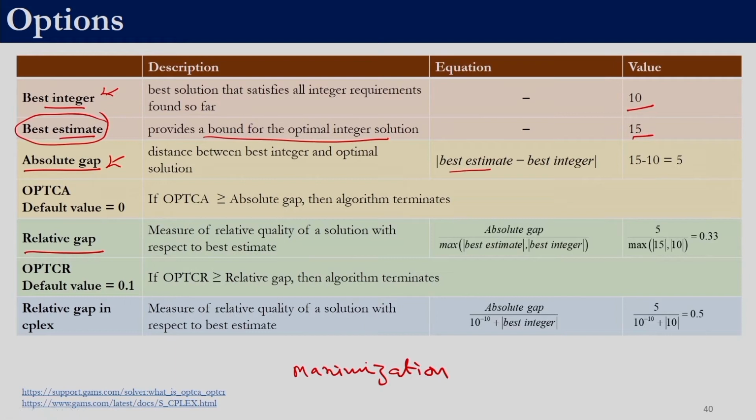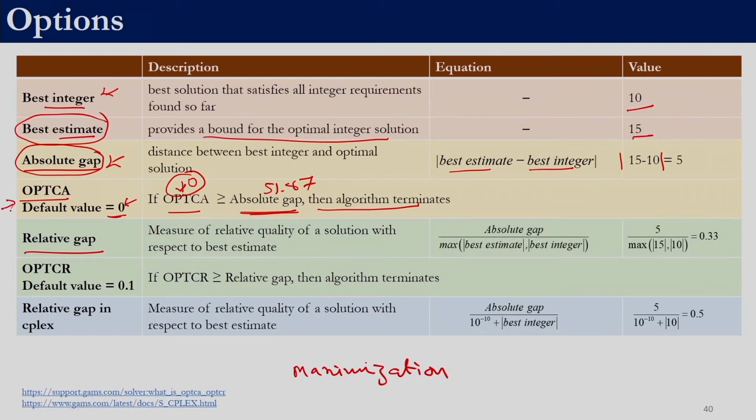Absolute gap is the absolute distance between best estimate and best integer. Over here the absolute gap is 15 minus 10, which is 5. When we are exploring the search space, this absolute gap can be calculated. The default value of the parameter opt_ca is set as 0. This is a user defined parameter. If we get an absolute gap which is less than or equal to opt_ca, then the algorithm terminates. In this case our opt_ca is 0, the default value, and the absolute gap which we had was 51.87. So this condition is not satisfied, yet the algorithm terminated.